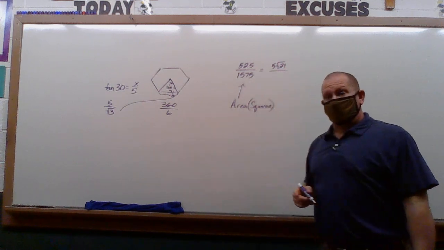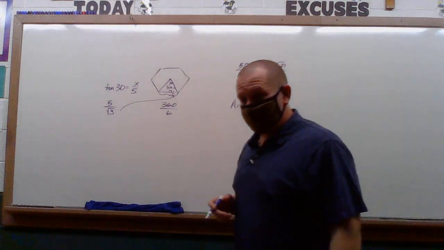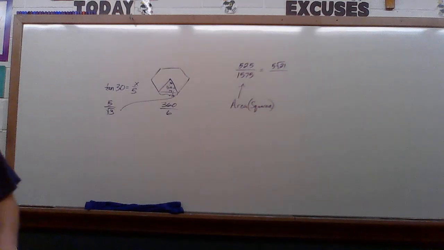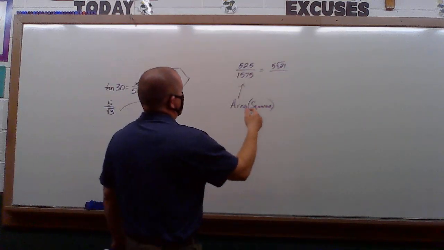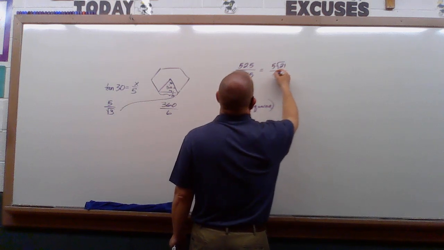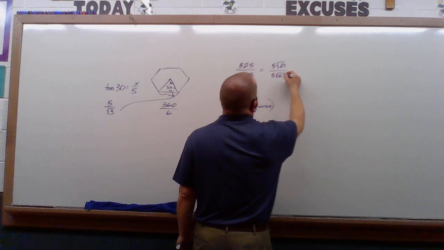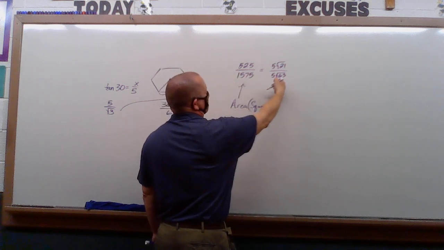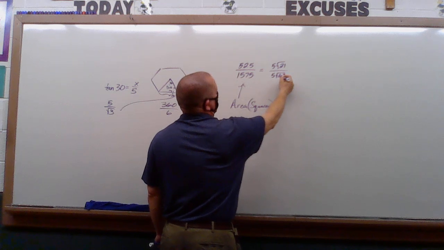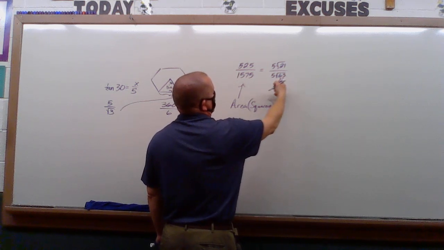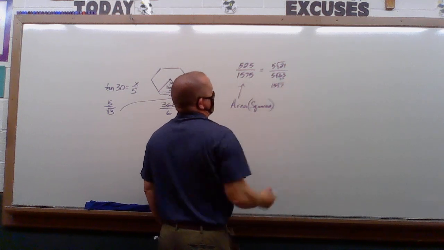How many quarters are in $15.75? 63 of them. So this would be 5 times the square root of 63. Can I take the square root of 63? Not perfectly, but I can break 63 down to 9 times 7. The square root of 9 goes to the outside, so we'd have 15 square root of 7.